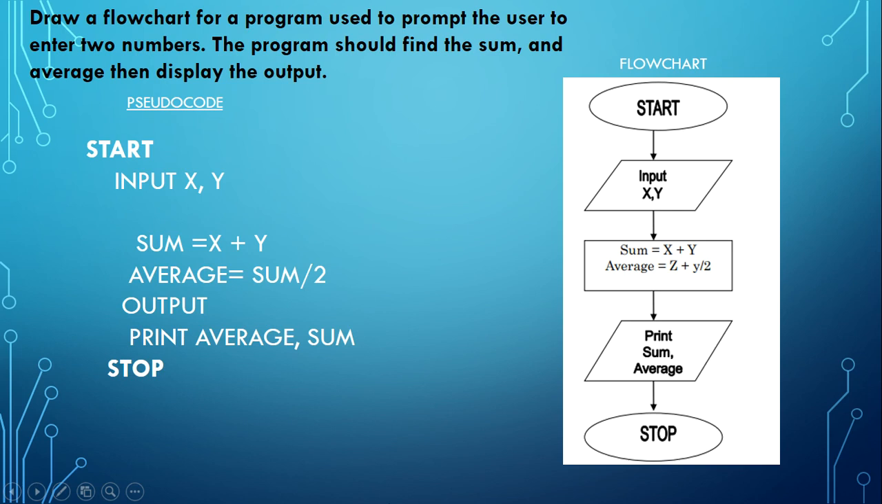But when it comes to the diagrammatic representation, using the symbols I have taken you through above, you start with an oval, start. Then for input, we use a parallelogram. You are inputting x and y. Then there is an arrow to flow. Then we go to the process. For process, we use a rectangle. Sum equals x plus y. Then the average is sum divided by 2. So here we have the print. We are printing sum and average, then stop.